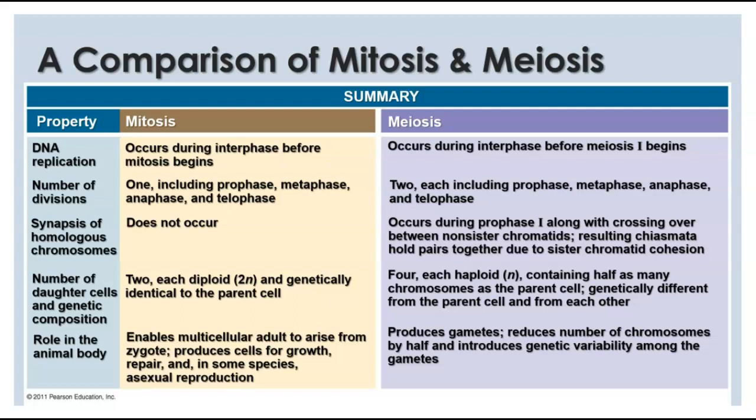Remember that synapsis does not occur in mitosis, but does occur in prophase 1 of meiosis, and that's forming the tetrad where the crossing over occurs. Mitosis produces only 2 diploid daughter cells that are genetically identical to the parent cell, whereas meiosis produces 4 haploid cells that are genetically different from the parent cell and from each other. And the whole purpose of mitosis, of course, is for growth and development. And meiosis is for sexual reproduction. It allows us to have the correct number of gametes in our offspring.